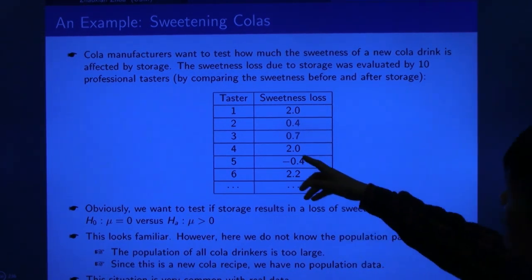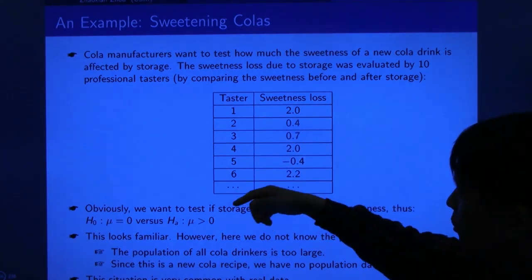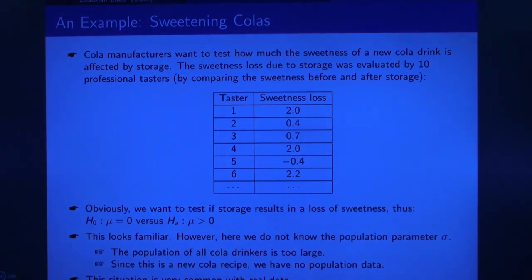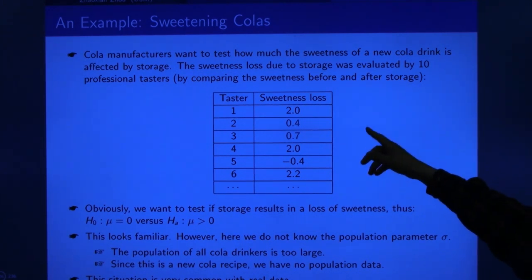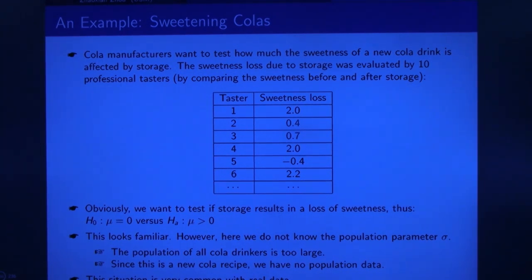We have listed the 10 testers by 1, 2, 3, 4, all the way to 10. The first one claimed that the sweetness loss is 2. Maybe 2%, I don't know the unit, but anyway, that is not important. So the first one says the sweetness loss is 2. The second one said the loss is 0.4. The next one is 0.7, and the next one is 2.0. And the fifth says the sweetness actually increased, so the loss is negative 0.4, and so on.